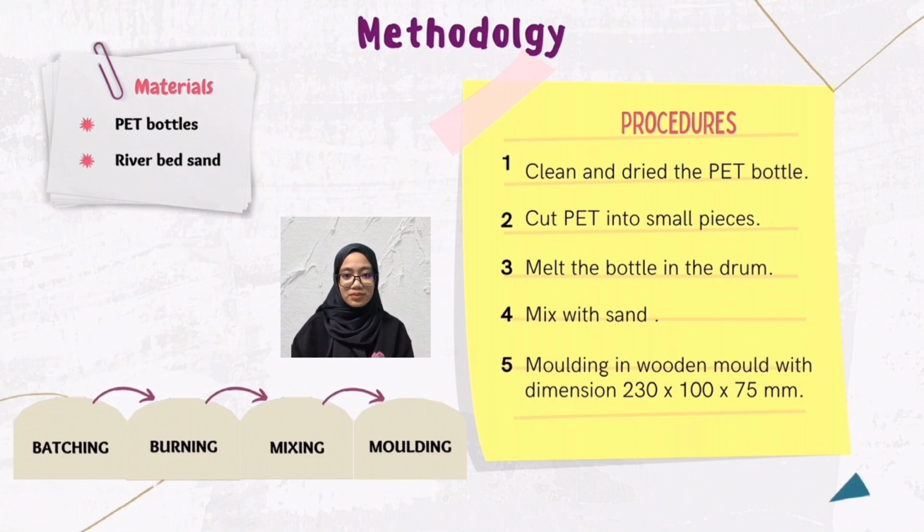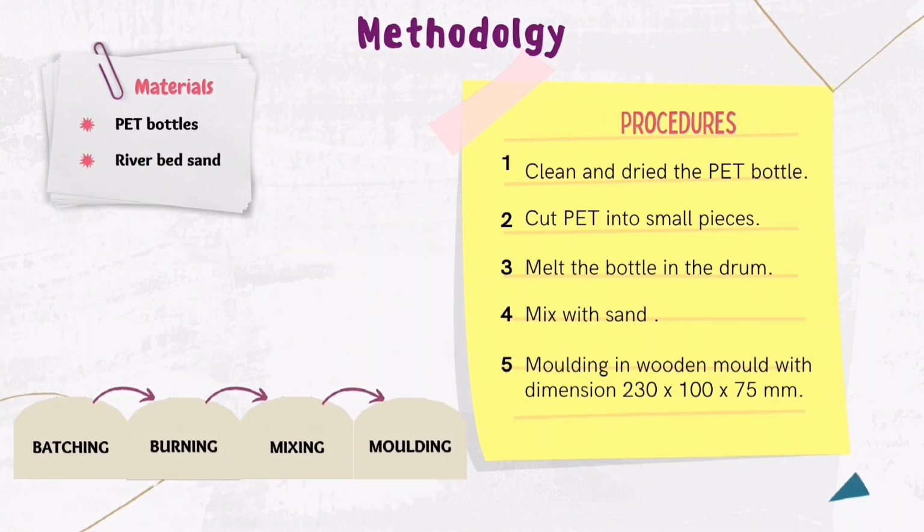After the PET bottles melt, mix the melted PET bottles with sand. After the mixing process, the mixture of PET bottles and sand was put into a mold for the molding process. After that, leave it for 24 hours, then remove the bricks from the mold.